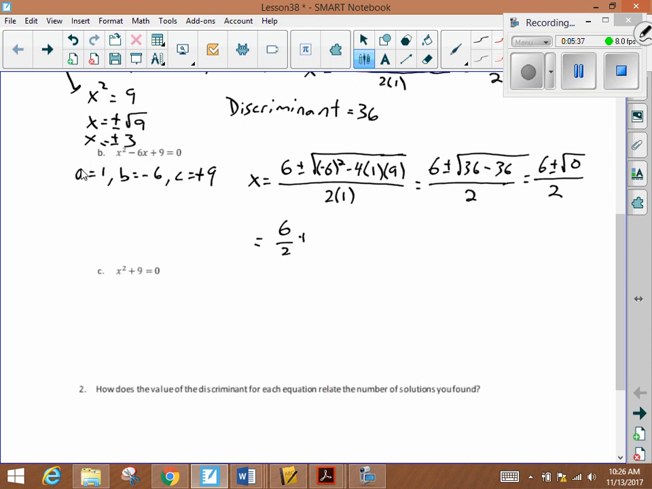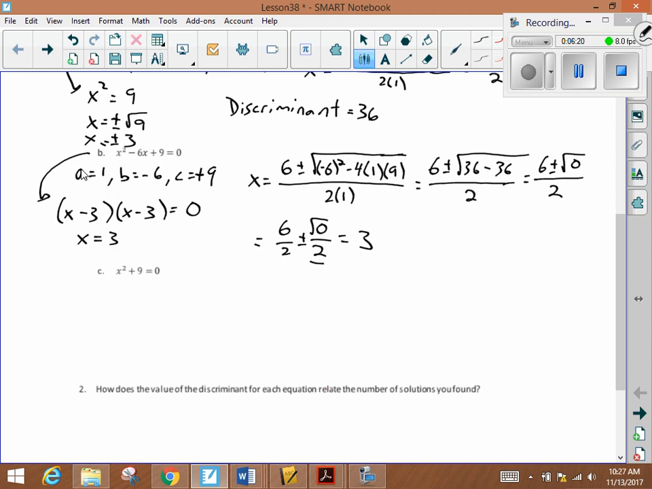Essentially, if I was to break this up, you can break it up like that, but you don't really need to do that step, because you can see this whole thing is 0 divided by 2. So you just wind up with 3, and you have only one answer there. Doesn't it make sense? Because if we were to solve this by factoring, this is going to be x minus 3 times x minus 3. So it only has one solution, 3. Cool.